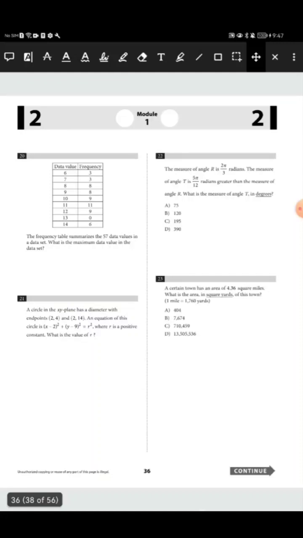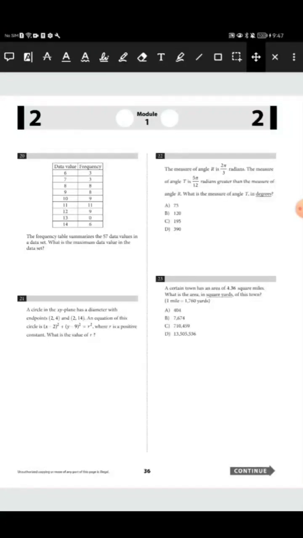Now moving on to question number 20. The frequency table summarizes the 57 data values in a data set. What is the maximum data value in the data set? So the maximum value is the largest value in the data set. The frequency refers to the number of times the data value occurs.